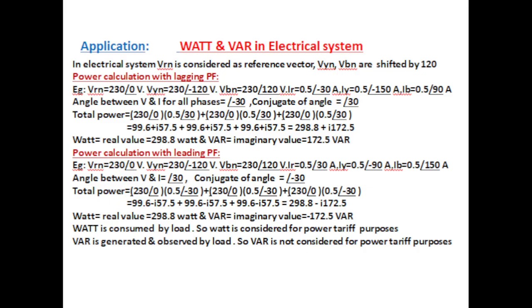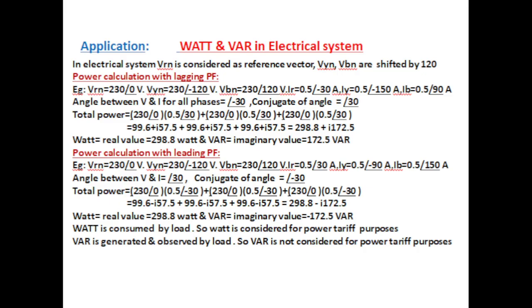So total equals 99.6 + j57.5 plus 99.6 + j57.5 plus 99.6 + j57.5, equal to 298.8 + j172.5 VA. Watts equals the real value, equal to 298.8 watt. Var equals the imaginary value, equal to 172.5 var. Here var is positive.